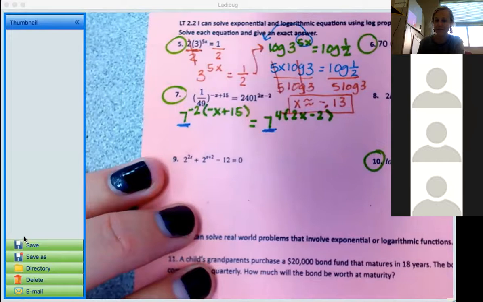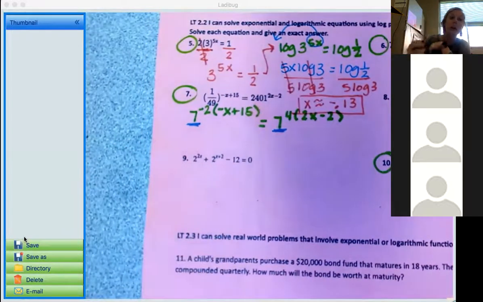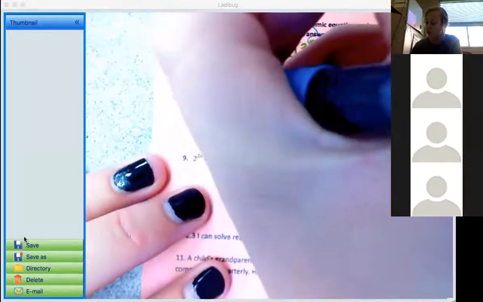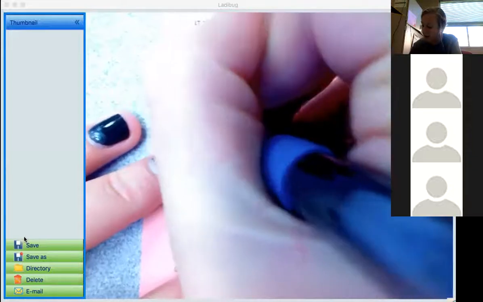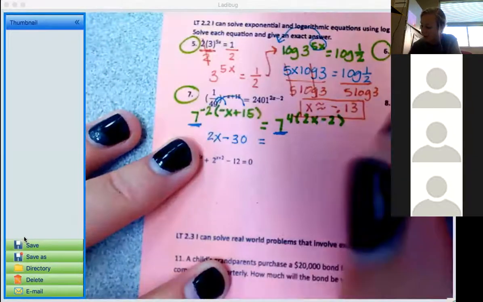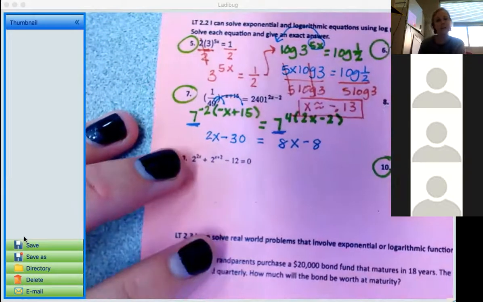So once the bases are the same, what can we do with the exponents? Bring them down. Set them equal. Set them equal, good, because if the bases are the same, that means the exponents would have to be the same for this to be a true statement. So I'm going to go ahead and distribute. So this side will be 2x minus 30 equals, over here you'll have 8x minus 8. And then we just solve.